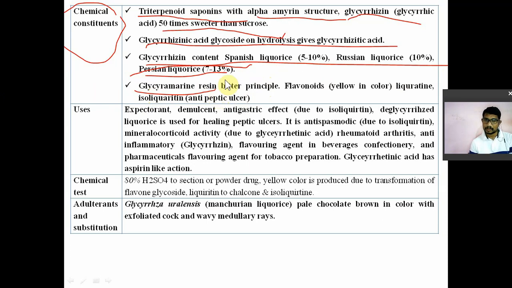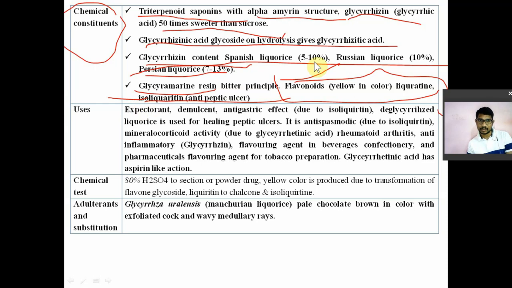Then flavonoids are responsible for the color of the plant: liquiritin and isoliquiritin. Isoliquiritin is responsible for the antipeptic ulcer effect. A question can be made here: which are the flavonoids responsible for the color? Liquiritin and isoliquiritin. Out of these, isoliquiritin is responsible for the antipeptic ulcer activity.